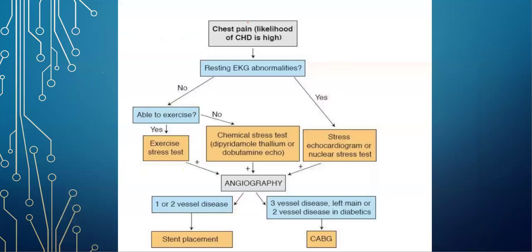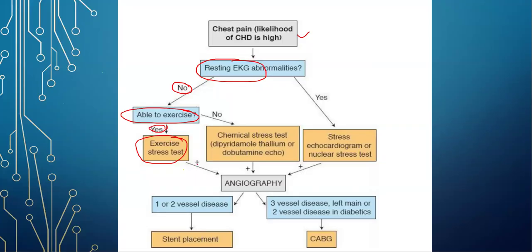So you have got a patient with chest pain, and it looks like ischemic heart disease. First thing is we do an ECG, resting ECG. Is there any resting ECG abnormality? No. So no ECG abnormality. Then we think, okay, is this patient able to exercise? Yes, he can exercise. So send the patient for a stress test.